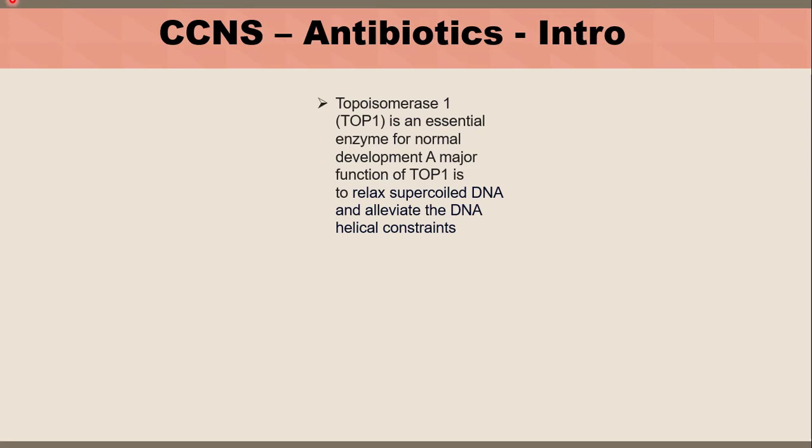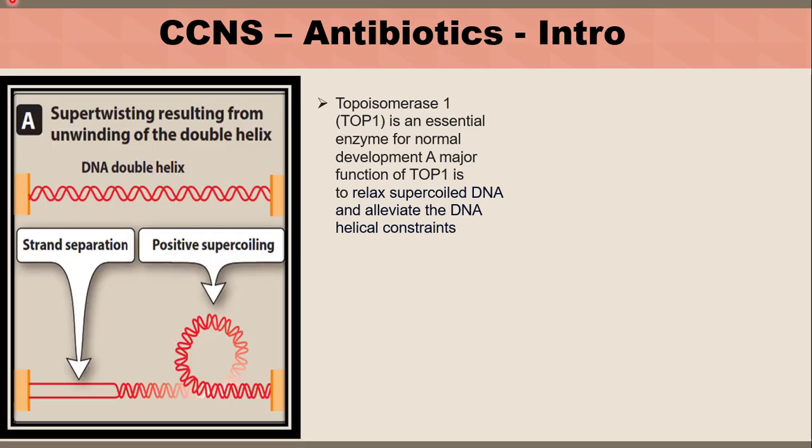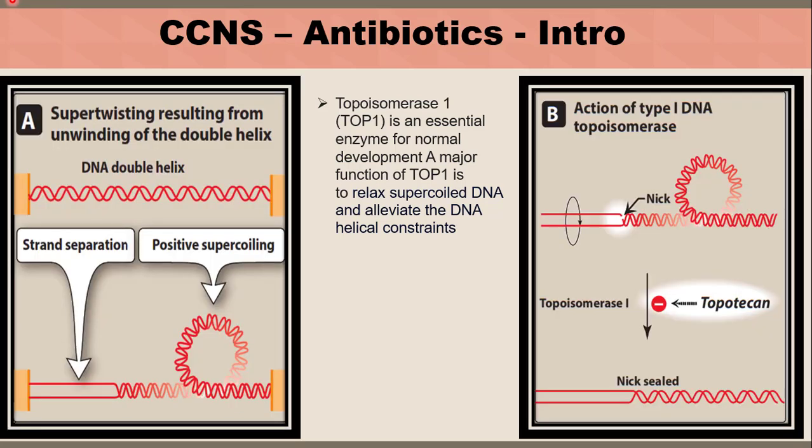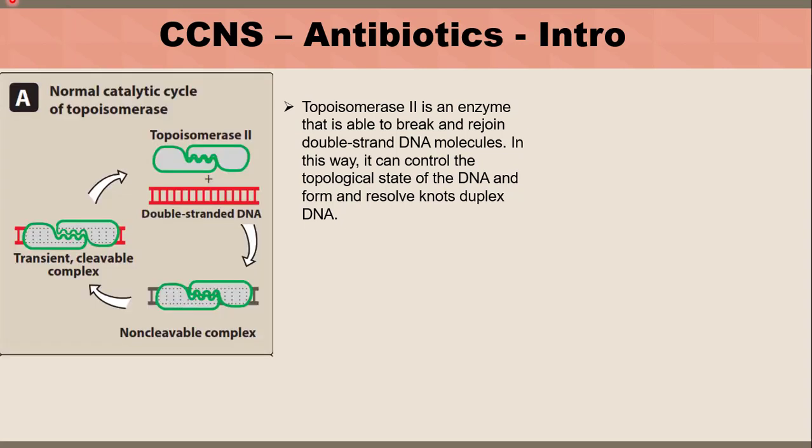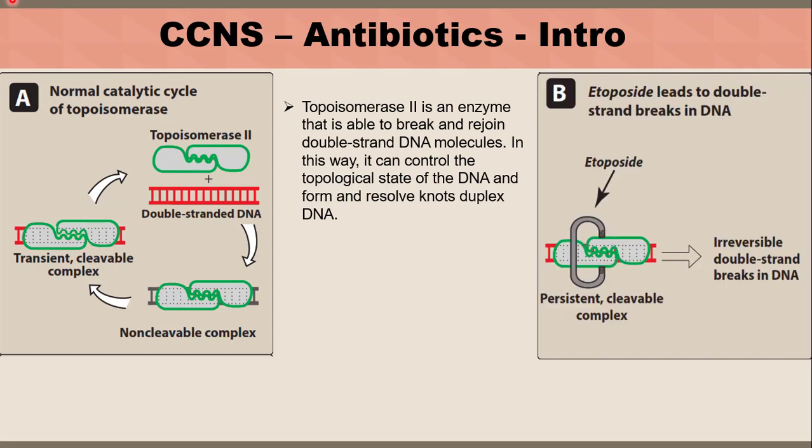To fully understand the anticancer antibiotics, we have to remember topoisomerase 1 and 2 and their effects on the DNA. Topoisomerase 1 is an essential enzyme for normal development. Its major function is to relax supercoiled DNA and alleviate the DNA helical constraints. Topoisomerase 2 is an enzyme that is able to break and rejoin double-strand DNA molecules. In this way, it can control the topological state of the DNA.